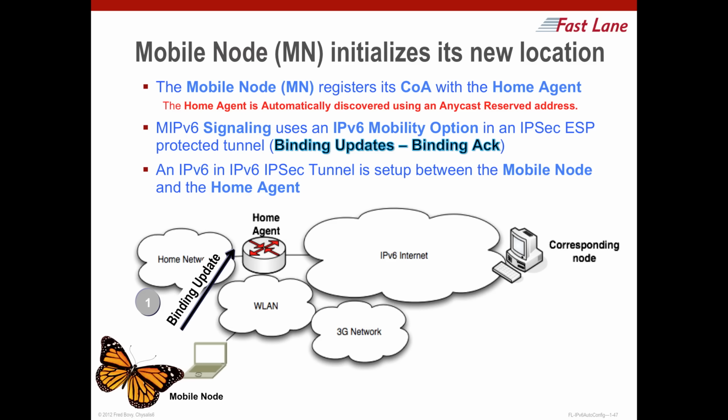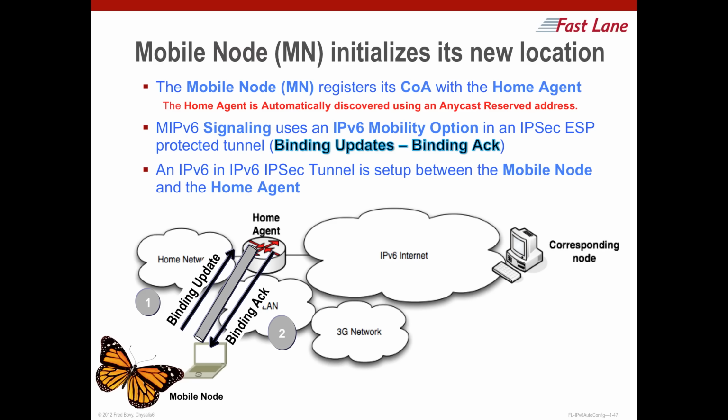So the home agent does some verification to see if the mobile node is authorized to do this operation, and if it is the right guy, not somebody who is pretending to be. If it's okay, it sends a binding acknowledgement, and a tunnel is built between the home agent and the mobile node. So this is an IPv6 in IPv6 tunnel.